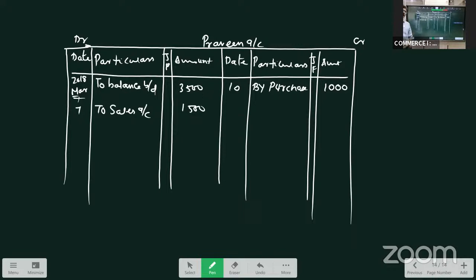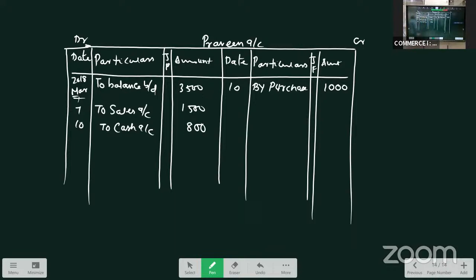Next is paid cash to Praveen on 15th. Cash paid to Praveen. So Praveen is receiver. Receiver is to be debited, to cash on 10. What is the amount? 800. Amount given is 800.